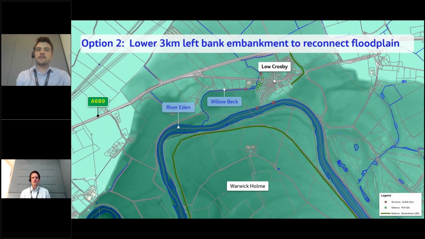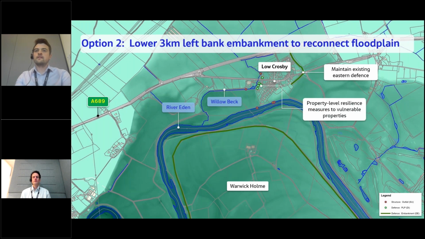The second option is radically different to that. As part of this option, we would continue to maintain the existing eastern defence. That's still a key part of the overall picture in terms of managing the flood risk. And we would also provide property level resilience measures to the most vulnerable properties in the village.